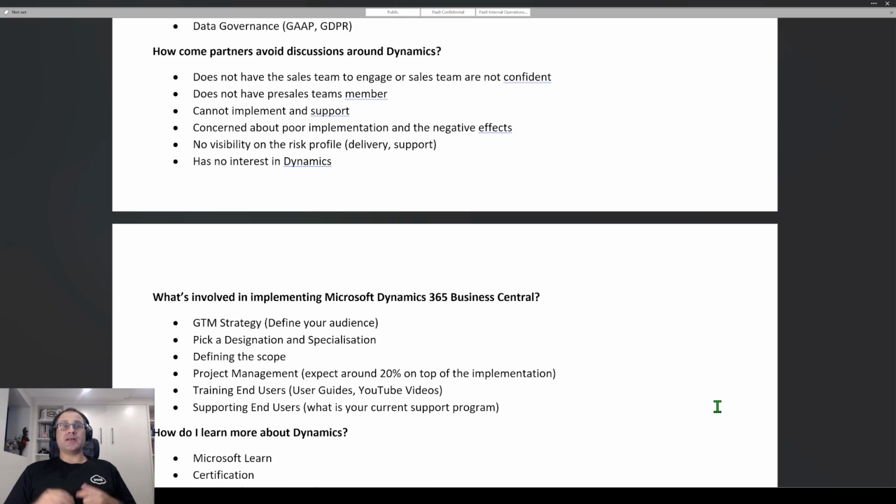And next, we talk about training and end users. That's where we do user guides and create YouTube videos. Training end users is important, and you have to start with the basics. And then obviously the support of it as well. Presumably, being a Microsoft partner, you have some kind of support programs. If you don't, let us know. We can connect you with a partner that can as well.